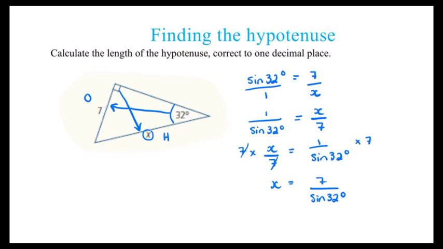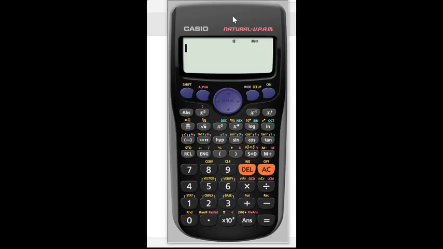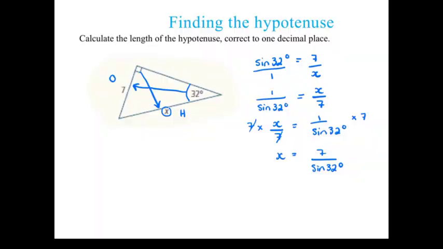And now we need to put this into our calculators. So on my calculator, what I'm going to do is 7 divided by sine 32. I'm going to close my brackets and press equals, and I get 13.20955, etc. If I think about it, 13 seems to be a reasonable length for my hypotenuse, considering one of my other sides is 7.